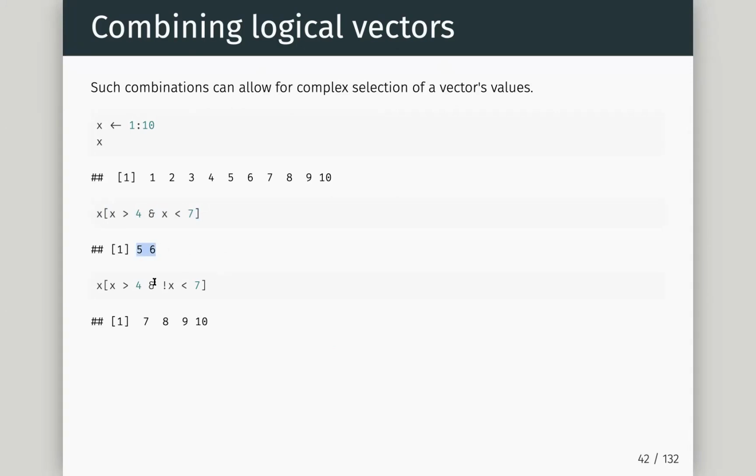And here I can combine now, and X is not less than 7. Right? So actually X has to be greater than or equal to 7. So it's 7, 8, 9, 10.